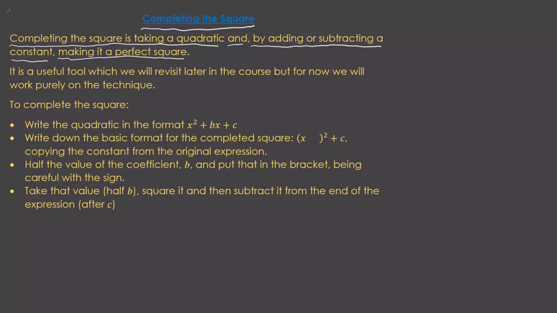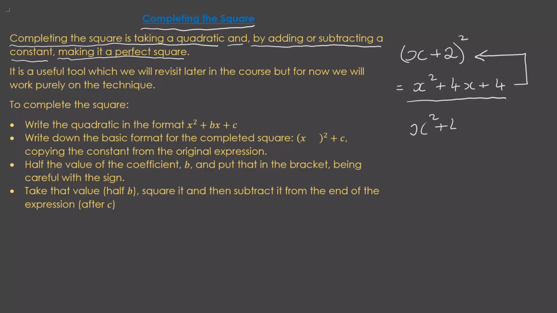So what do we mean by a perfect square in terms of a quadratic? Well, if you think about something like (x + 2) squared, if you expand that out, you get x squared plus 4x plus 4. So x squared plus 4x plus 4 is a perfect square because you can rewrite it as a square.